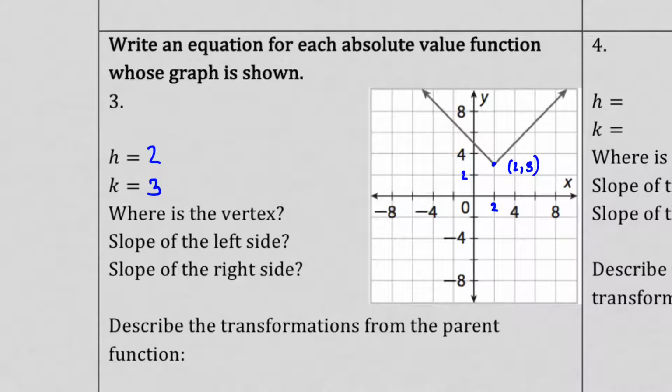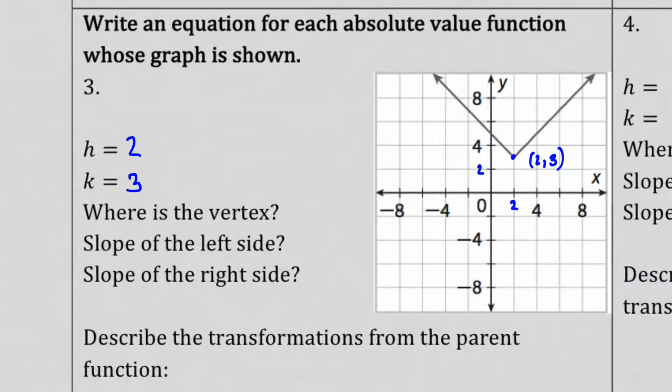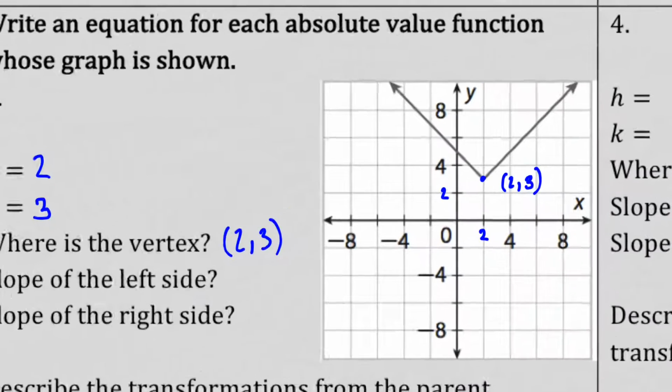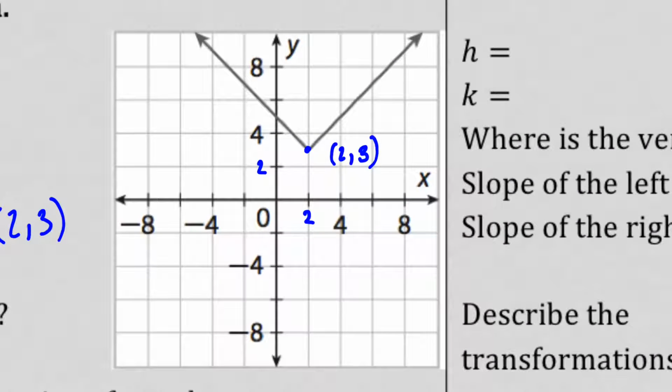2, 3. We can answer that question now. We can also answer this question. We already did. The vertex is 2, 3. What is the slope of the left side? Alright, let's try to figure this out. Let me zoom in again. The slope of the left side.